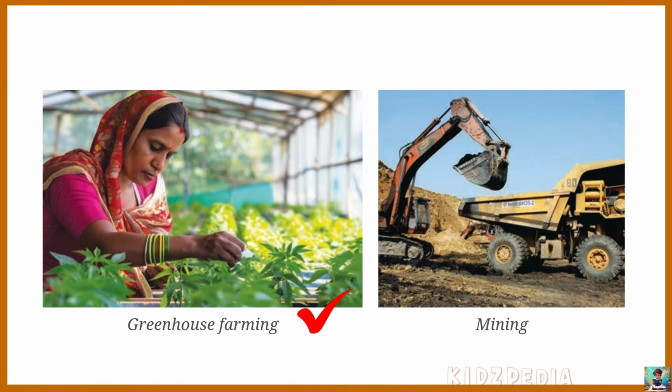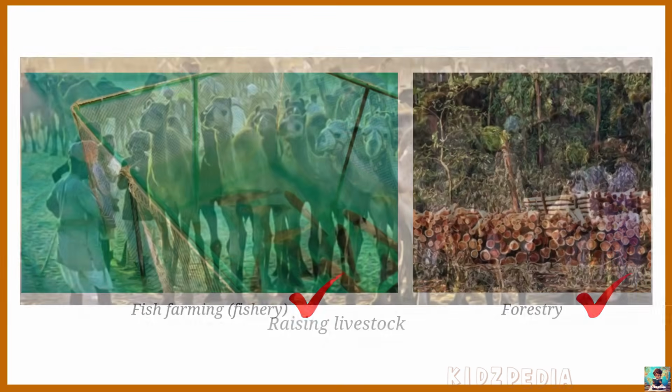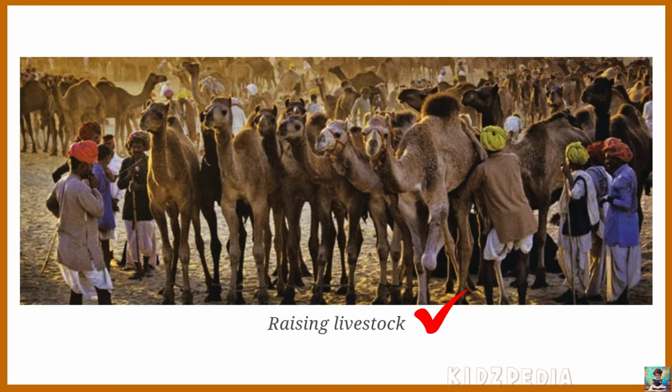Greenhouse farming, that is growing fruits, vegetables, or flowers inside a special glass or plastic house where temperature and light are controlled. Mining, that is digging deep into the earth to get minerals like coal, gold, or iron. Fish farming or fishery, raising fish in tanks or ponds for food. Forestry, cutting trees for wood and other forest products. And the next one is raising livestock.